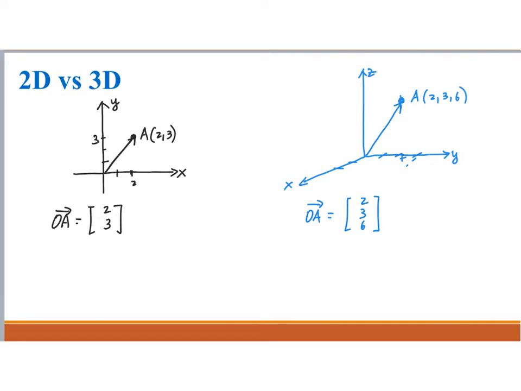On the other hand, the unit vector form of our 2D vector here would be 2i plus 3j, while our 3D vector here would be 2i plus 3j plus 6k.